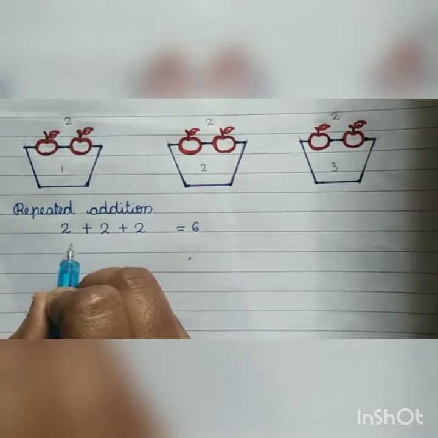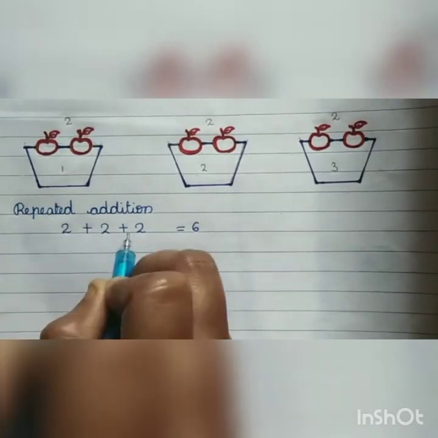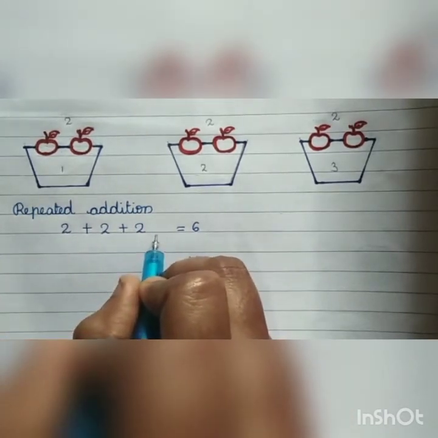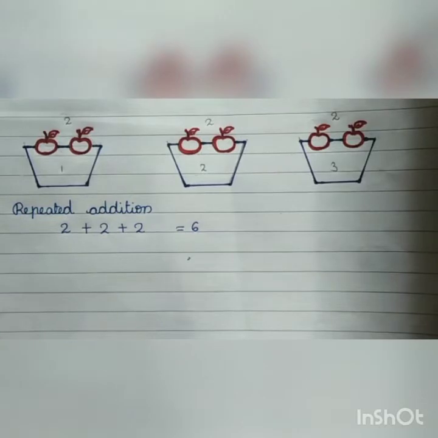So here we have to find the total number of apples by adding 2 plus 2 plus 2. So the answer is 6. So we have done it by repeated addition. Now we are going to find the total number of apples by multiplication.